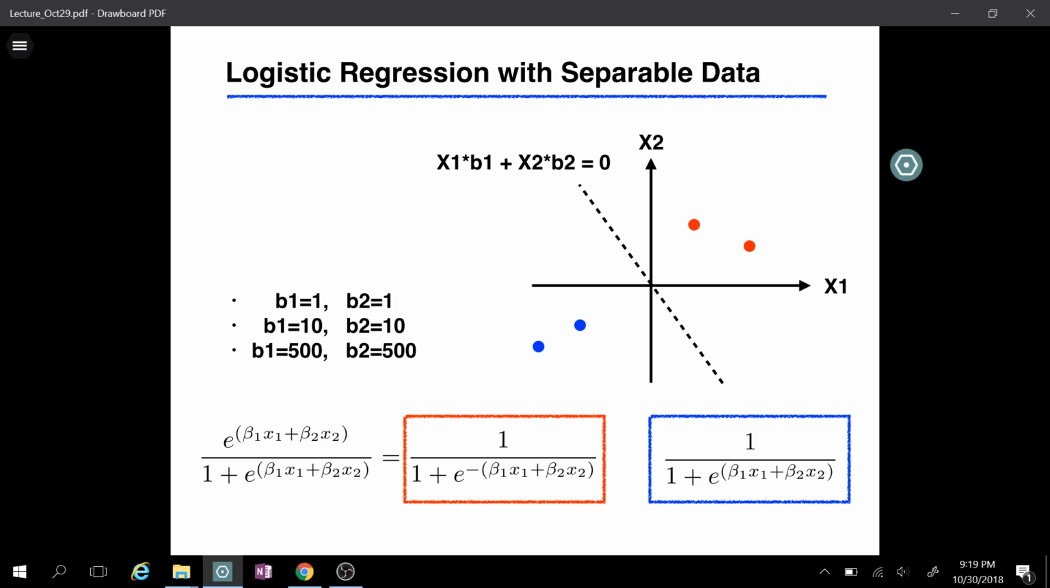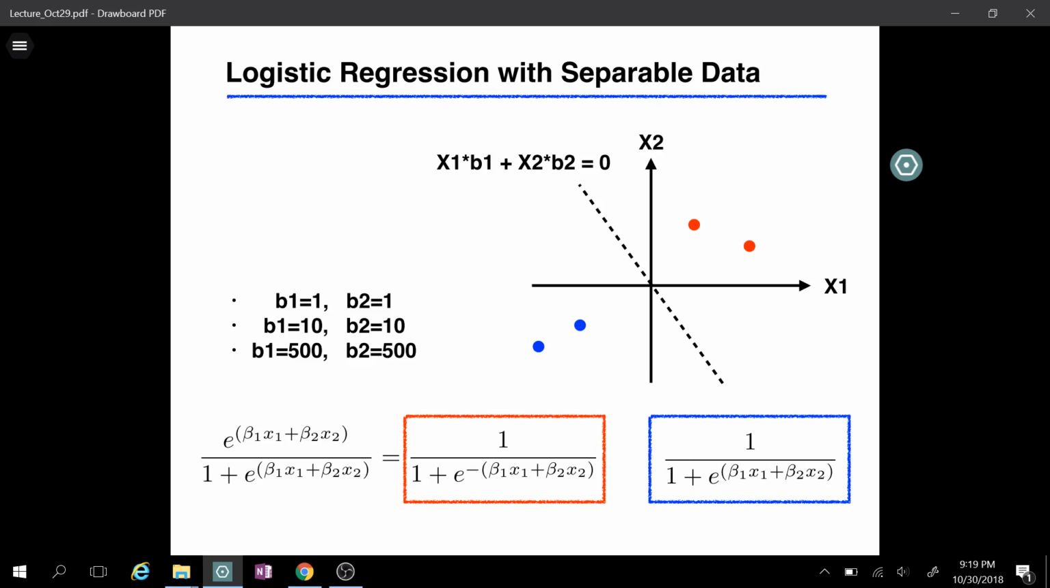Right now, if we want to use logistic regression, let's ignore the intercept. So we require the intercept to be 0. And then we want to find the two regression coefficients, beta 1 and beta 2. Let's look at the log likelihood.